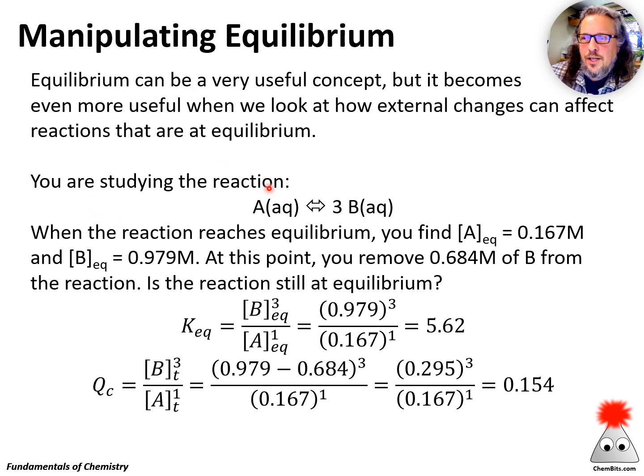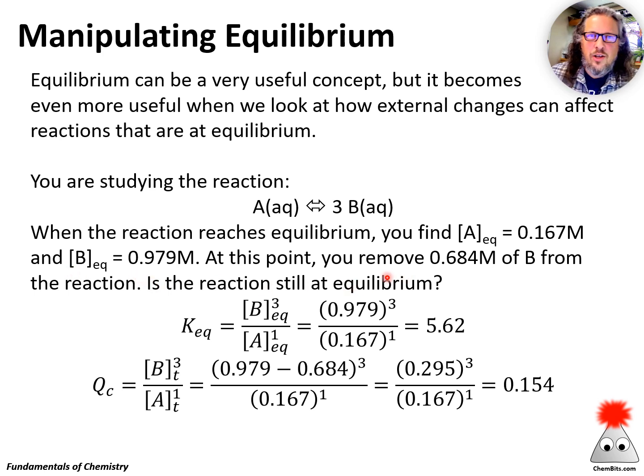You're studying the reaction A goes to 3B. I simplified that problem down so we've got fewer things to talk about. When the reaction reaches equilibrium, you find that the concentration of A is 0.167 molar, the concentration of B is 0.979 molar. At this point, you reach in and remove 0.684 molar of B from the reaction. Is the reaction still at equilibrium?